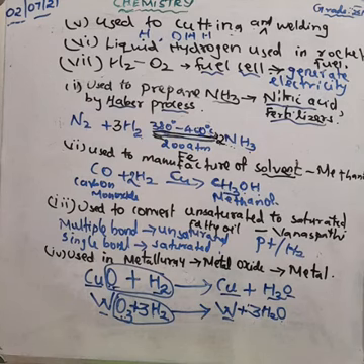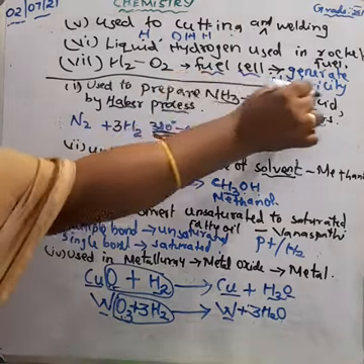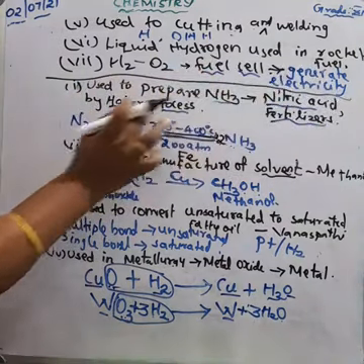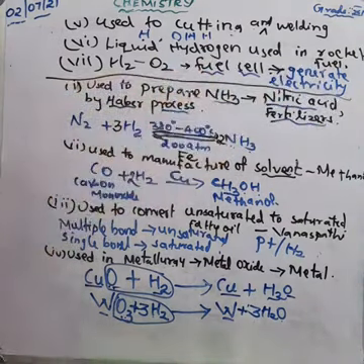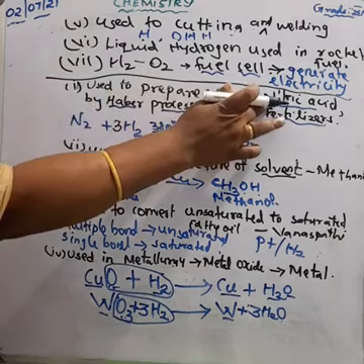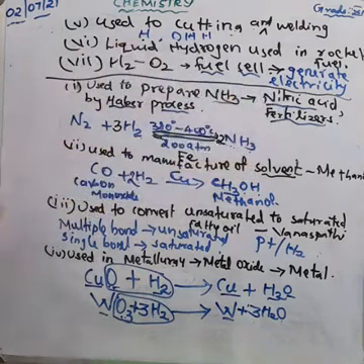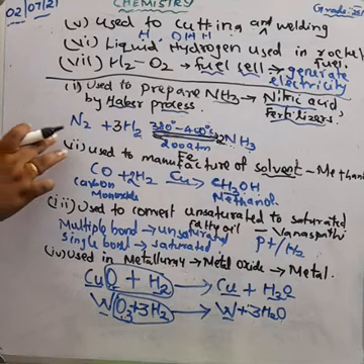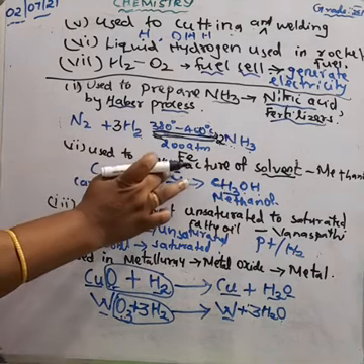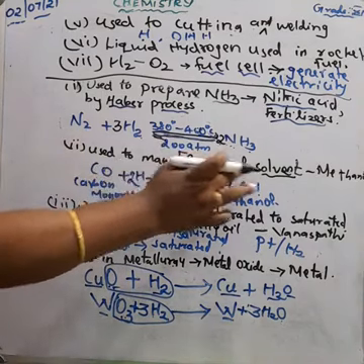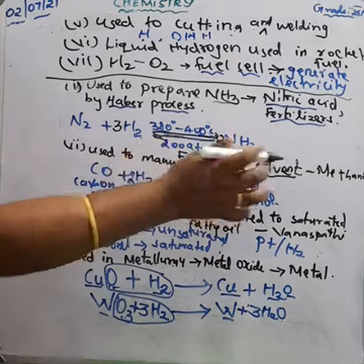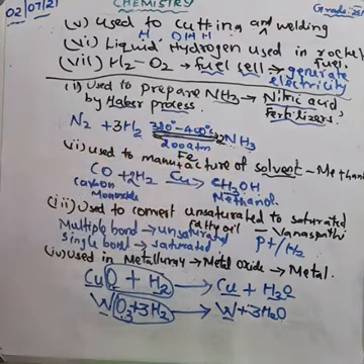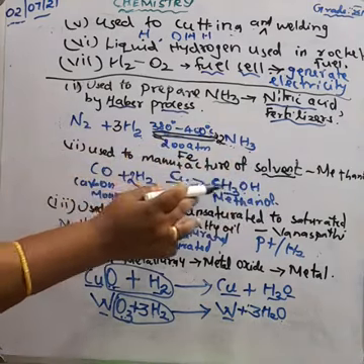Understood? These are the uses of hydrogen. What are the uses of hydrogen? First, it is used for the synthesis of ammonia by Haber's process. This ammonia we can use to prepare nitric acid and fertilizers. The second use is preparing the solvent, using copper as catalyst with carbon monoxide and hydrogen, and copper as catalyst here.